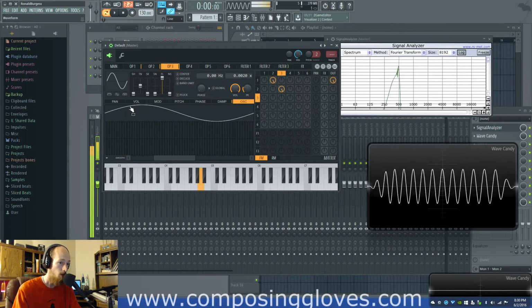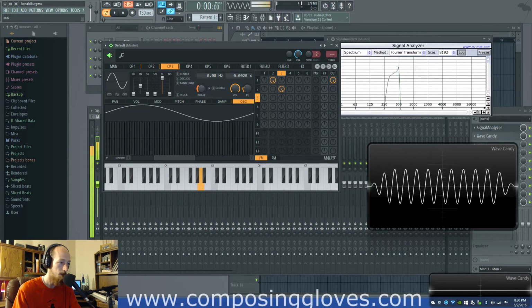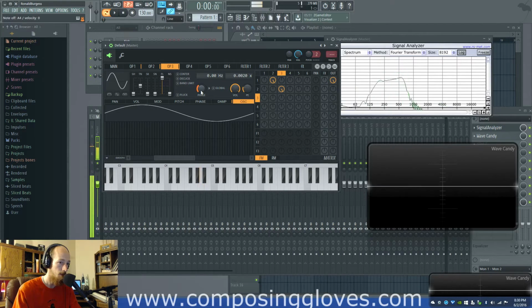So if we were to come in here, I can actually change the phase in here if I so desire. I believe I can also change the phase with this as well. So let me go back to my oscillator tab. You see it changes things. Now we get these sidebands.